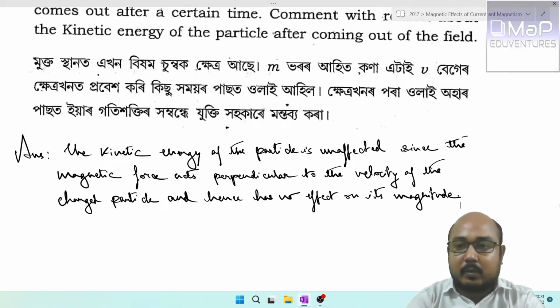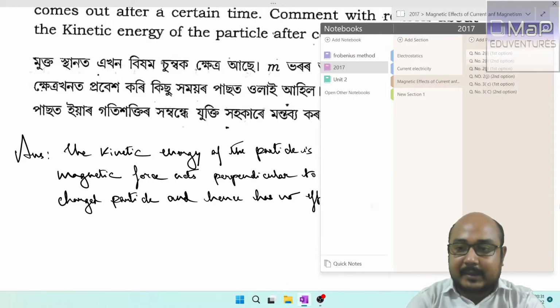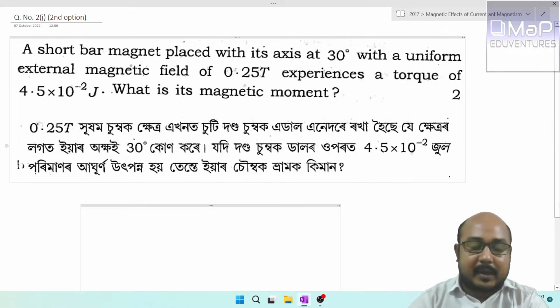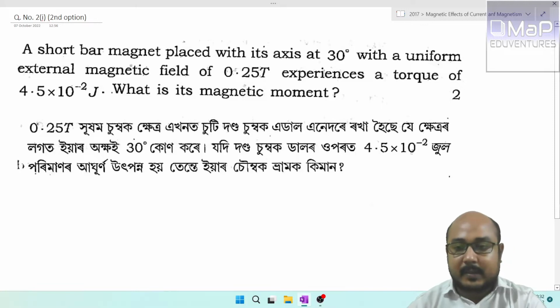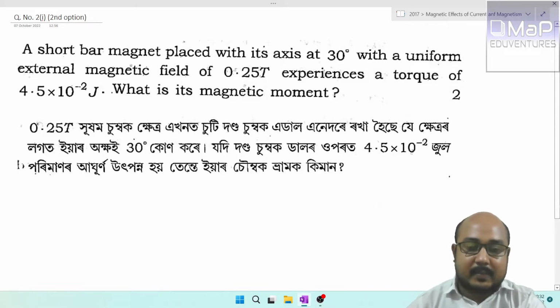And next we move to question number 2I, second option. A short bar magnet placed with its axis at 30 degree with a uniform external magnetic field of 0.25 Tesla experiences a torque of 4.5 into 10 to the power minus 2 joule. What is its magnetic moment?